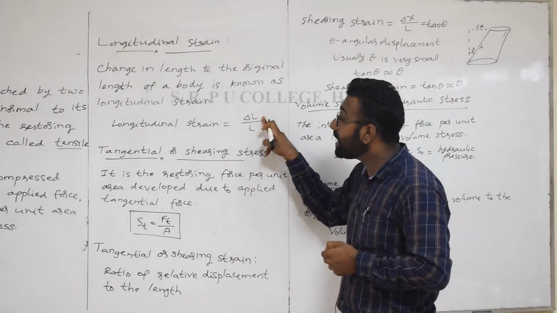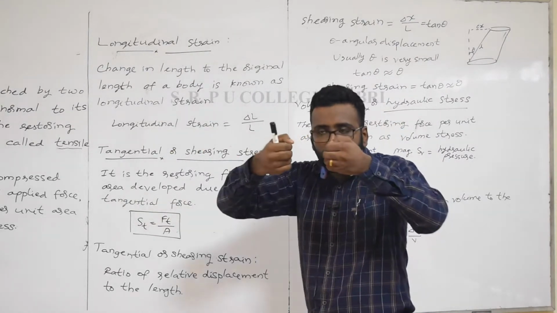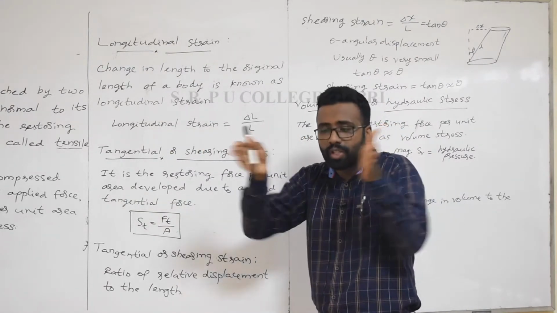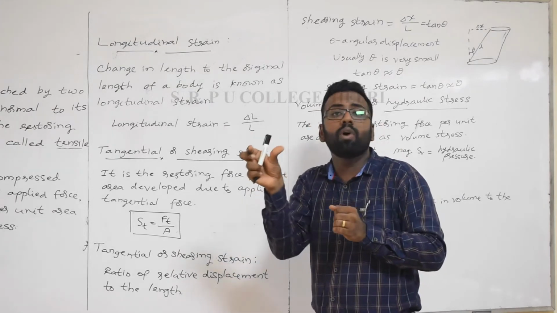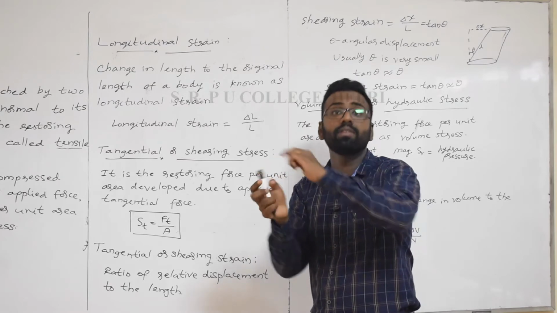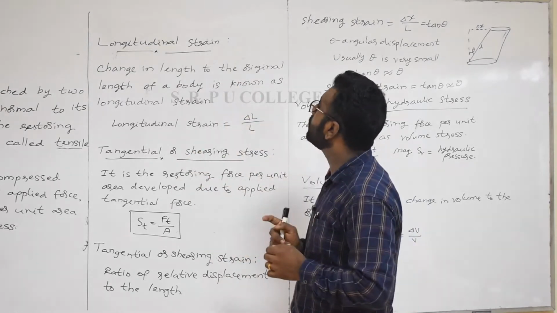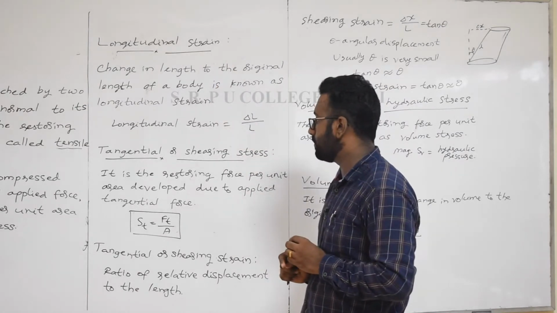What is this delta L? We have seen it there. It is a small change. If you elongate it or if you compress it, a small change happens to the length. The ratio of that change to the original length of the material is known as longitudinal strain.